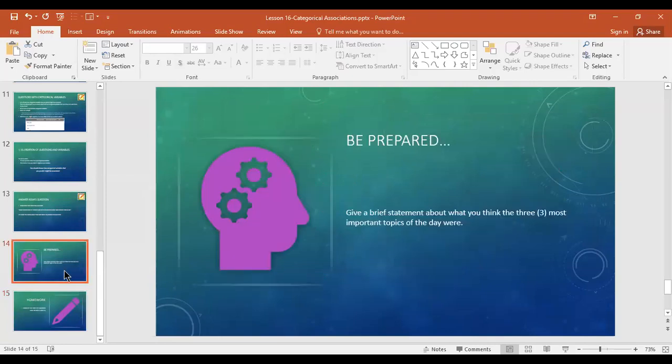Now, your exit ticket for the class, your ticket to leave class, is to give me a brief statement about what you think the 3 most important topics of the day were. Please make sure that you are giving me complete sentences, okay? You can unmute and share your statement, or you can type it in the chat. Okay, and once I acknowledge that I have heard or received your statement, I will dismiss you specifically from class.